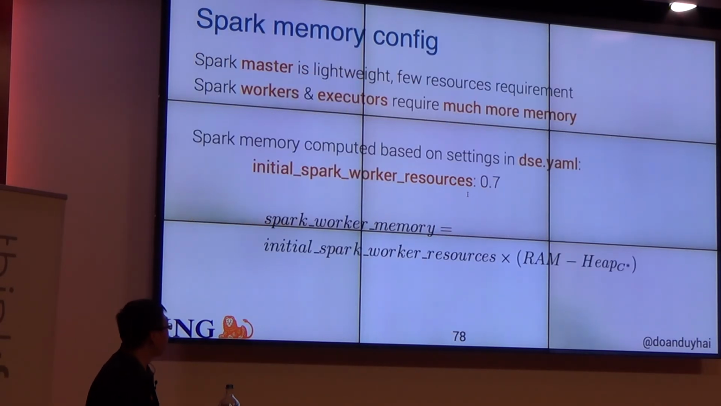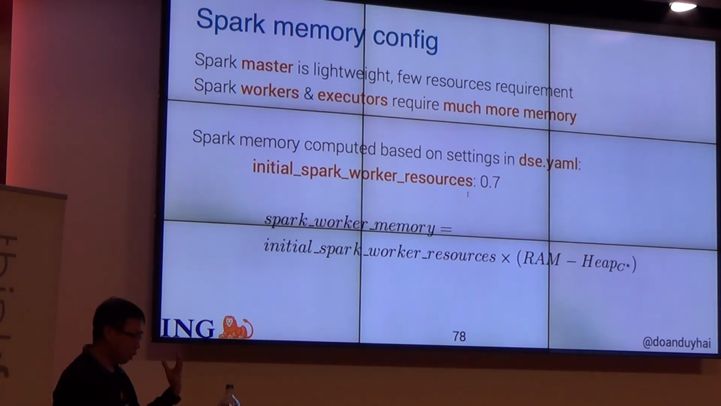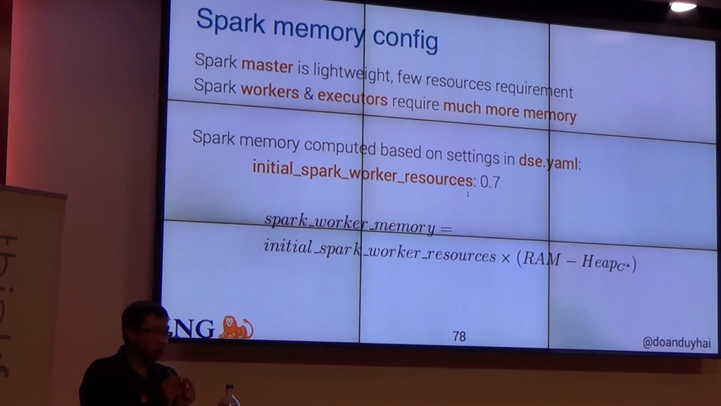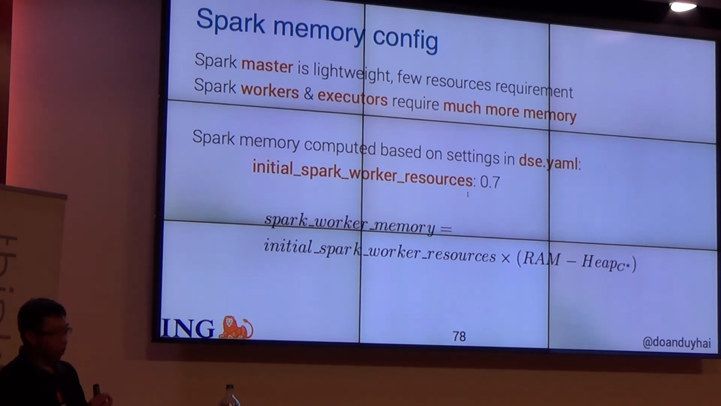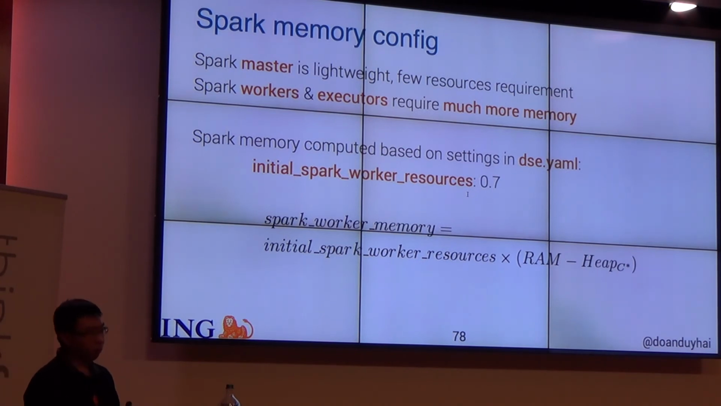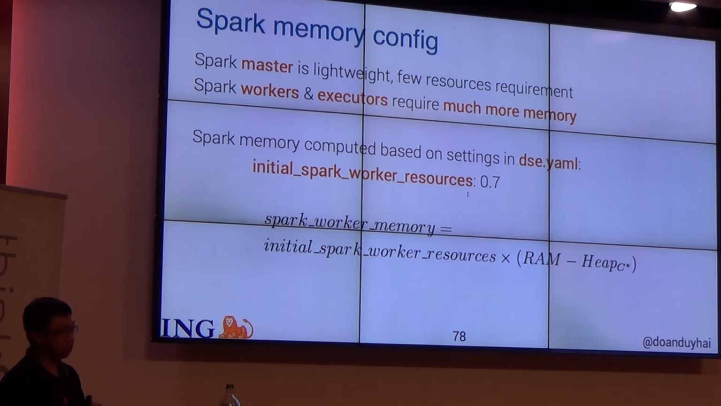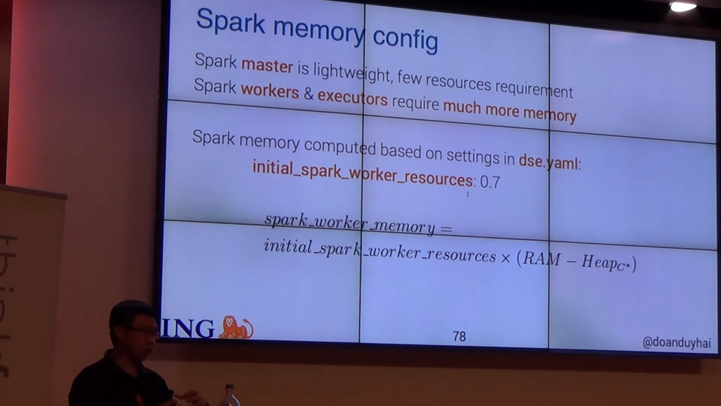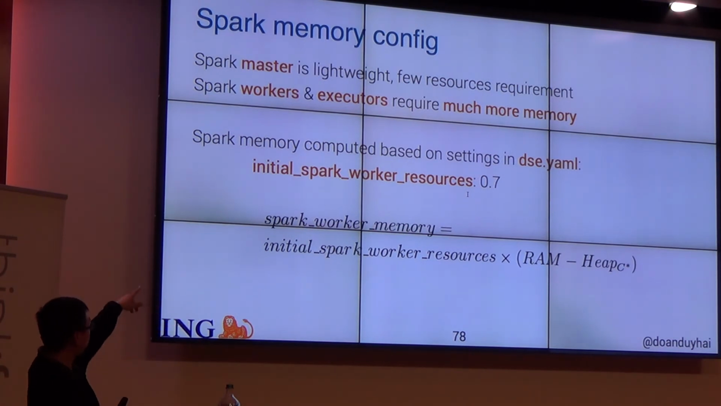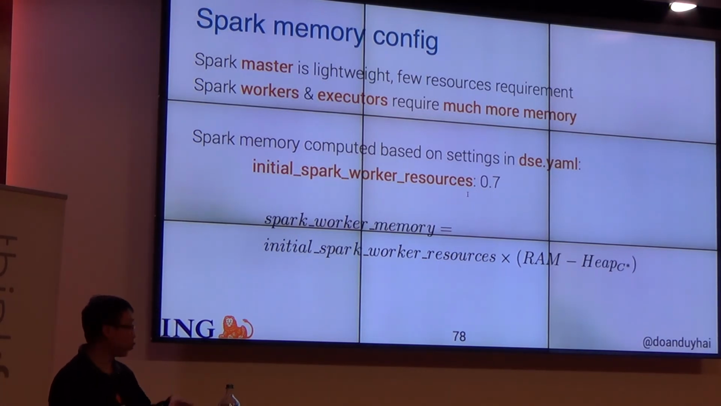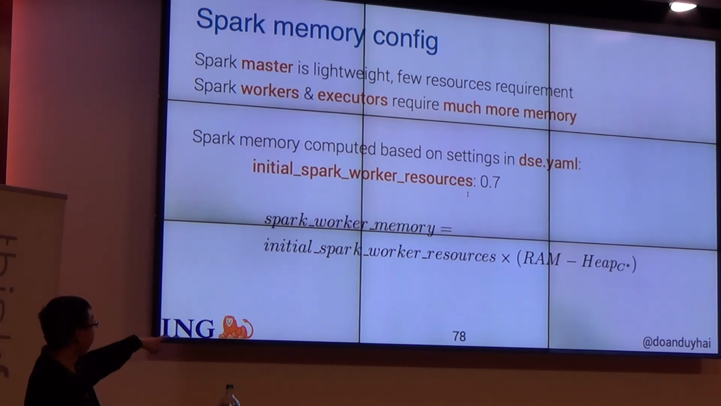For the Spark memory, you must know that the Spark master is very lightweight. It's a tiny piece of code. The workers and the executors require much more memory, of course, because it is there where your application code will be running. So in the DSE YAML file, you can specify a ratio. This ratio is used to assign memory resources between Cassandra and Spark. So this is the formula.